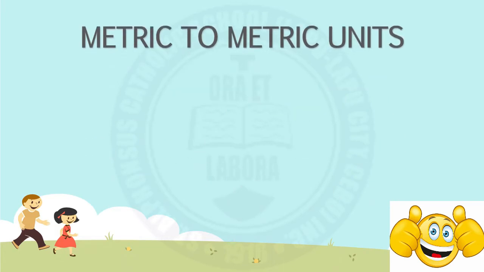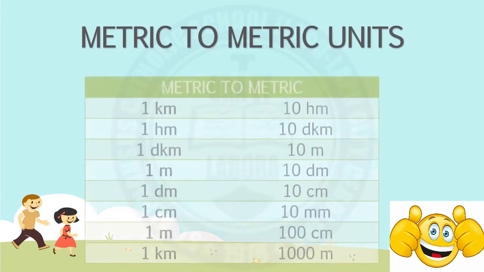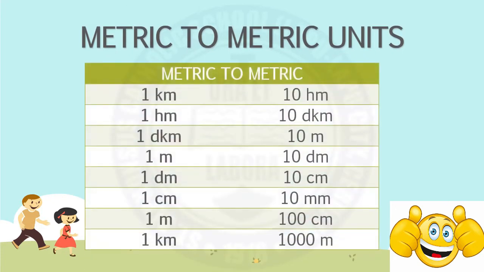Number 5, metric to metric units. We will tackle first metric to metric. The conversion of units for metric to metric units of length is this one. 1 kilometer is equal to 10 hectometers. 1 hectometer is equal to 10 decameters. 1 decameter is equal to 10 meters. 1 meter is equal to 10 decimeters.